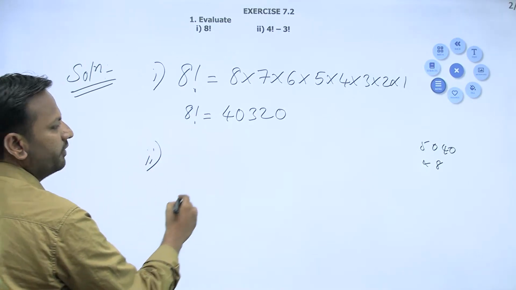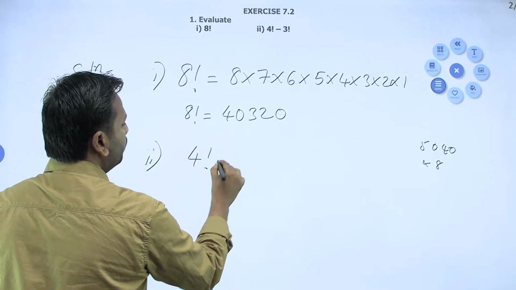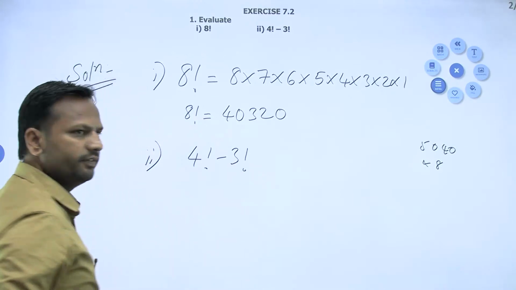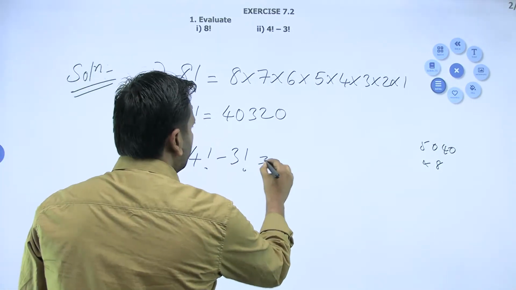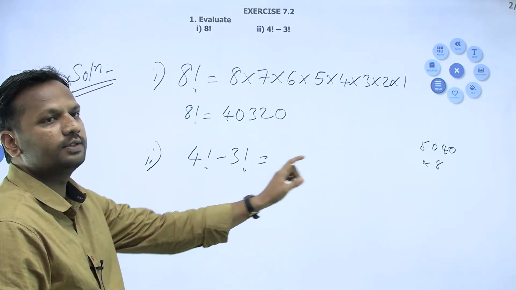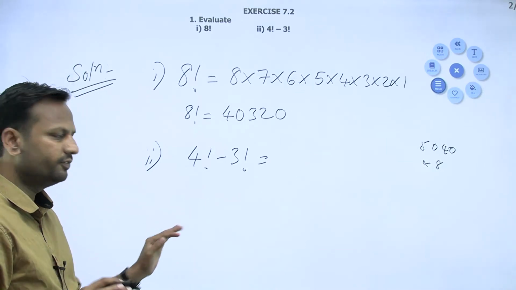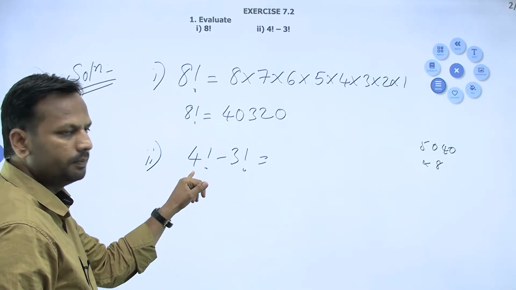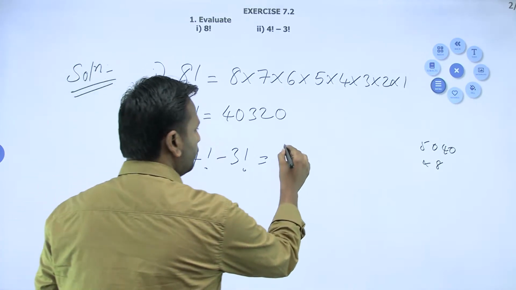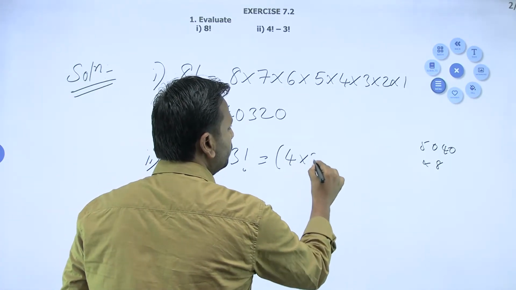In the same sense, what is the second value they have given here? We have to evaluate 4 factorial minus 3 factorial. So you should not write 4 factorial minus 3 factorial as 1 factorial. It is wrong, right? Firstly, we have to simplify 4 factorial first. What is 4 factorial, students, now?